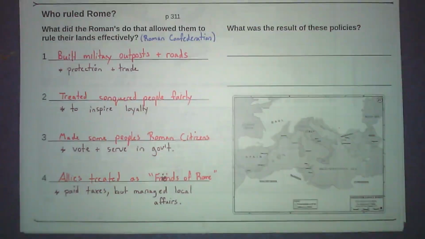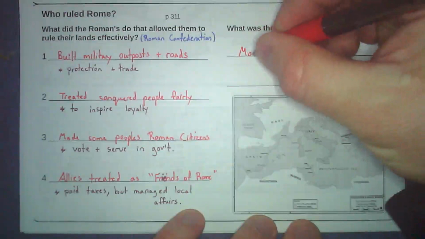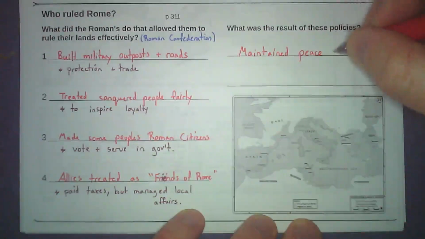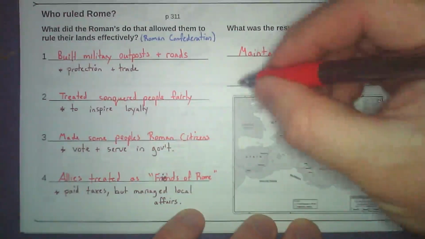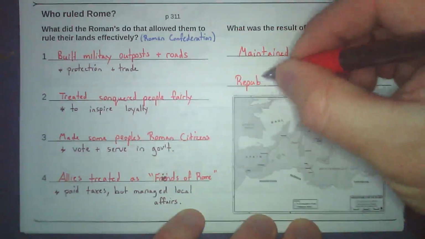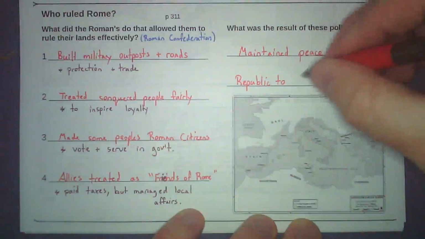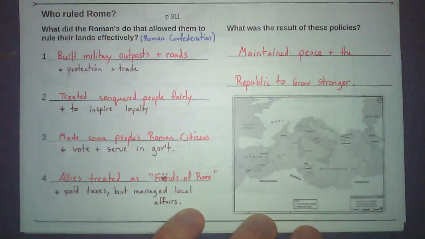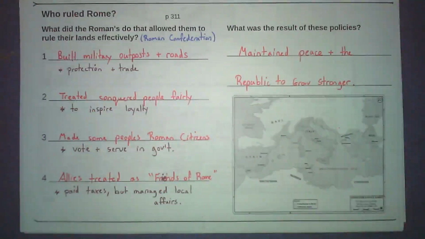Now, what did these policies result in? Well, it allowed them to maintain peace. And that caused the Republic to grow stronger. Now, this was important. Remember, we've talked about how war typically weakened a nation. Well, peace kind of has the opposite effect. When peace is happening, your population grows because people aren't dying in fights. Typically, your business grows and your economy gets stronger because people are trading instead of fighting with each other.